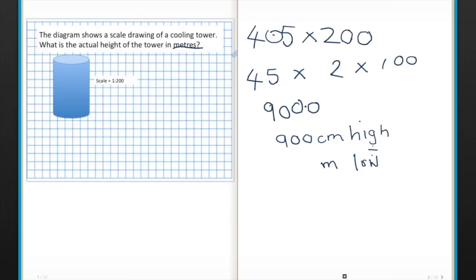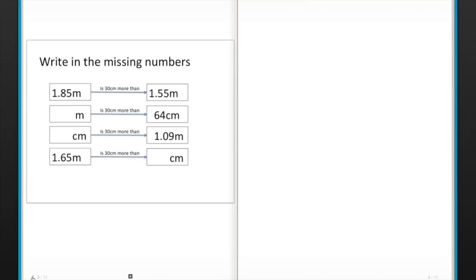I want to divide 900 by 100. And the easiest way to divide by 10 or 100 is to get rid of the zeros. So I've got 9 metres, and that's my answer. Question 2. Write in the missing numbers. 1.85 metres is 30 centimetres more than 1.55 metres.